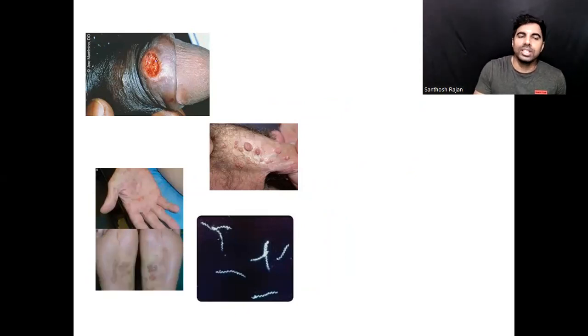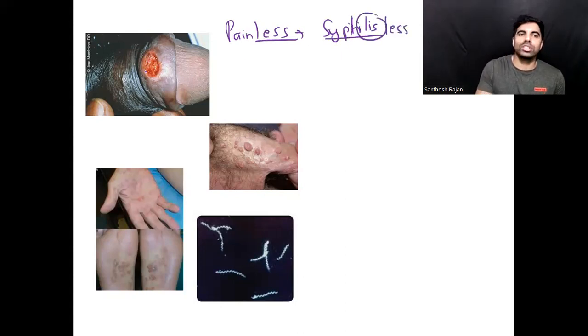This is a genital ulcer, it's painless. Okay, it's a painless ulcer. Less pain, less means no pain. So this is syphilis. Make it as less, no pain, so it's painless. If it's painful, then that is different, that will be herpes, the story will go different. And also H. ducreyi: if it's painful, it's either herpes or H. ducreyi that will come.